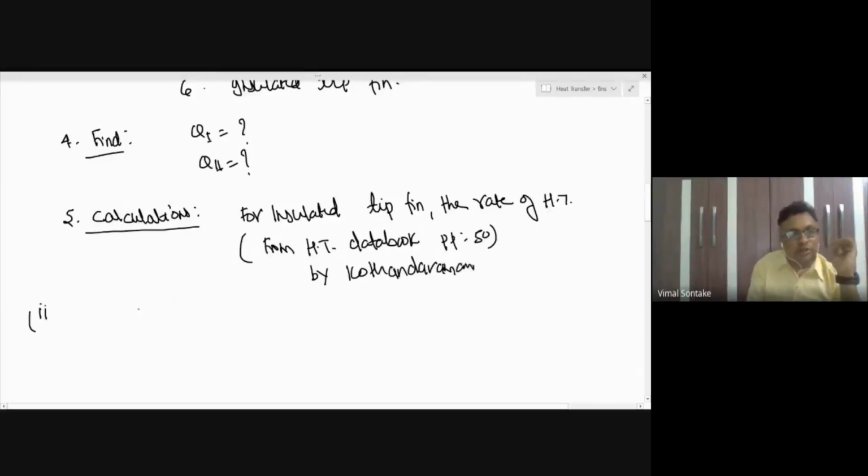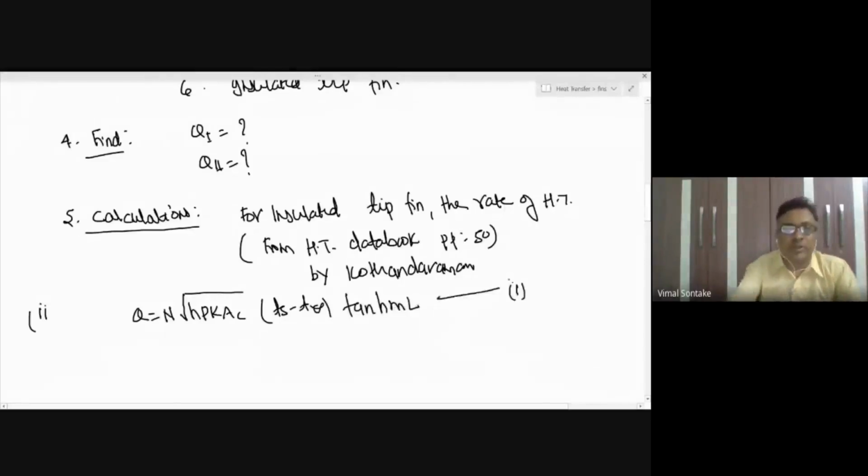And what is that formula? Square root of hPkAc, and number of fins. If number of fins are n, then it becomes n into square root of hPkAc, Ts minus T infinity, tanh of mL. Got it?